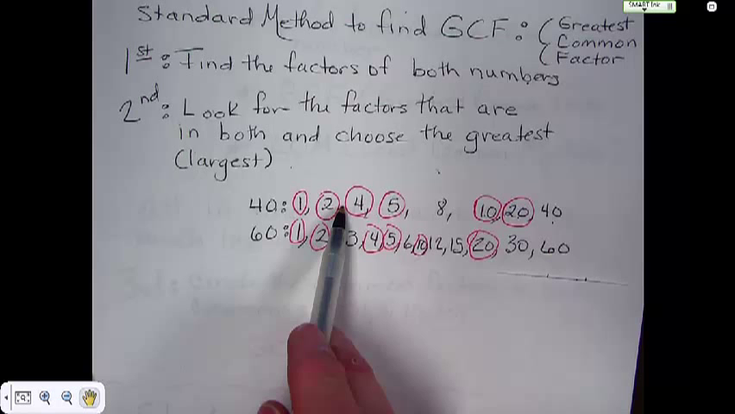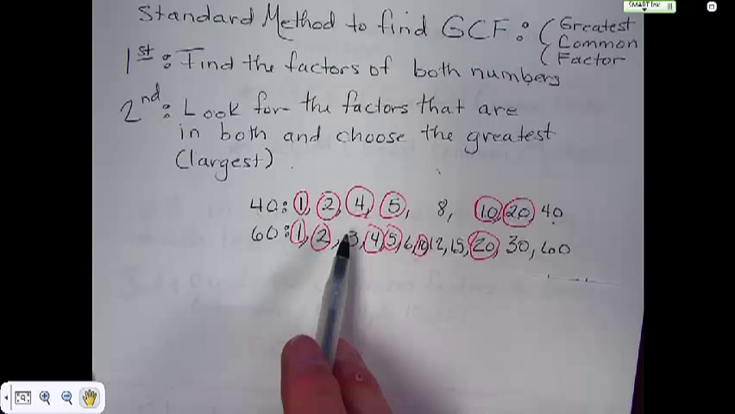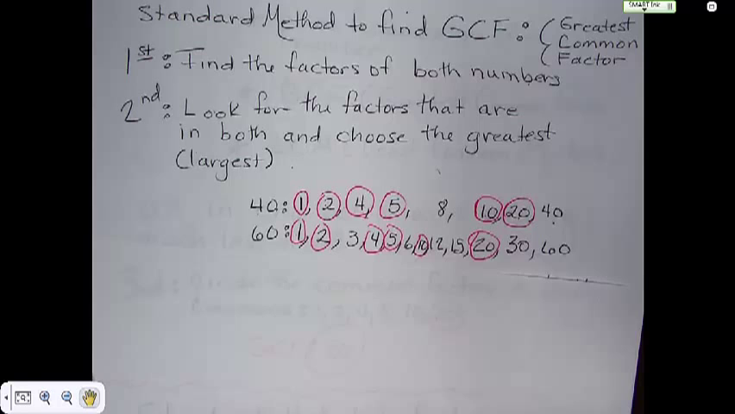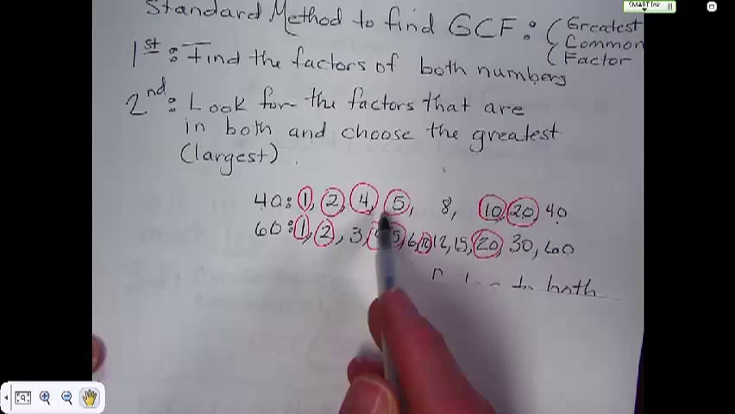60 is the same thing. 1 times what is 60? 2 times what is 60? That's 30. 3 times what is 60? That's 20, etc. You go down through the whole thing. Then you look for the factors that are common to both, and I circled those in red so you could see them: 1, 2, 4, 5, 10, 20. Okay?